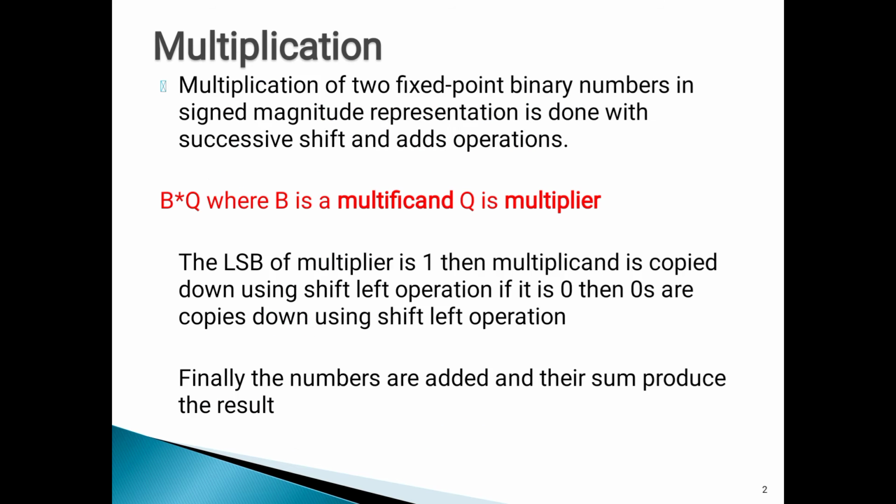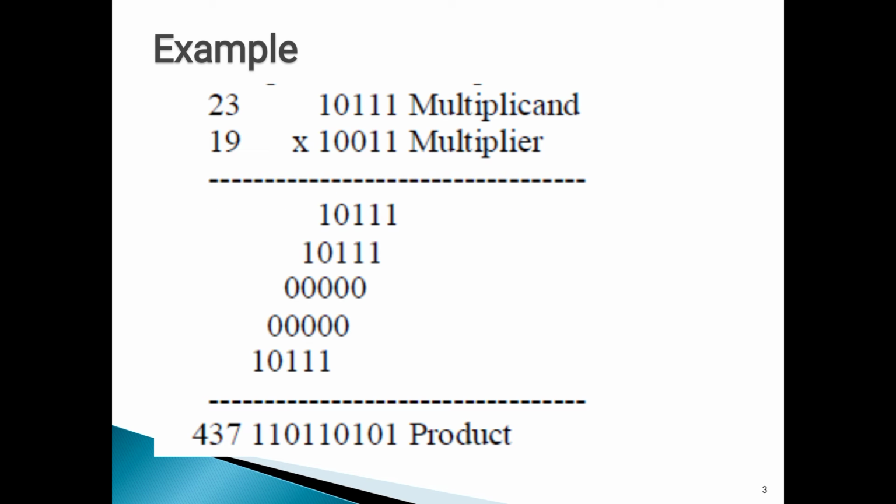Let's go to the example point of view. I am taking the two numbers, 23 into 19. Write the binary number for 23, that is 10111. That's known as multiplicand. And the next number is 19. Write the binary number for 19, that is 10011. That's called multiplier, right?